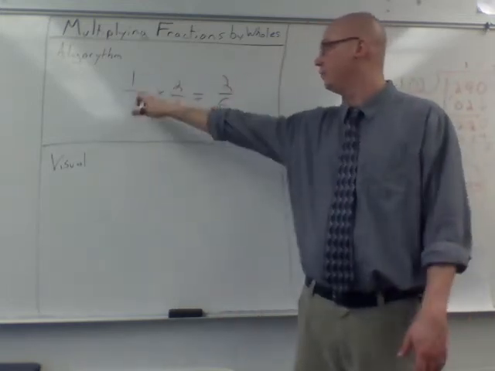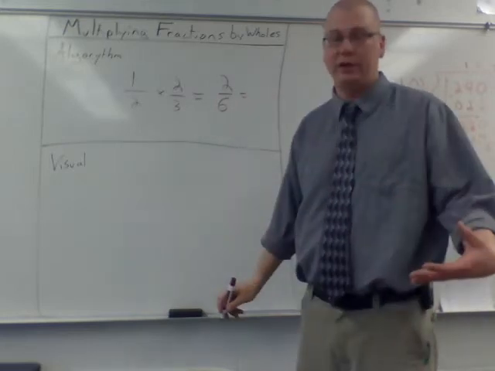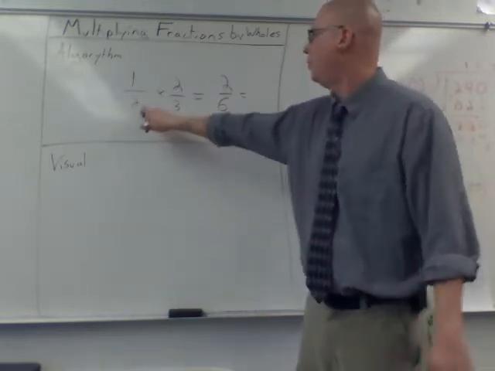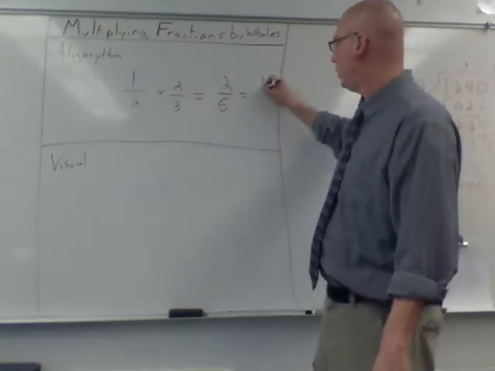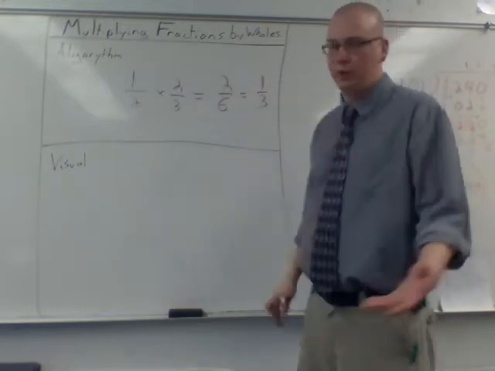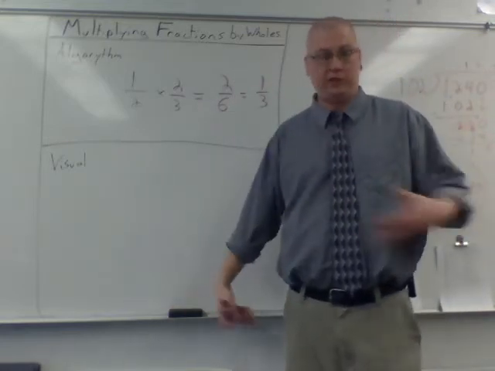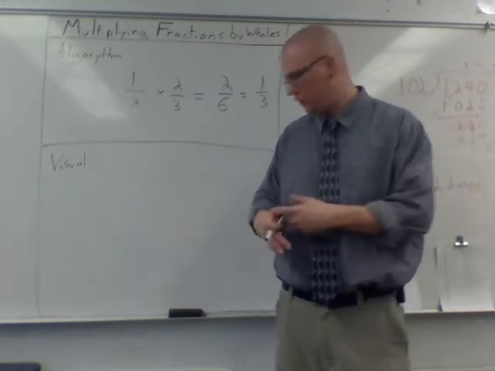Multiply the numerators, multiply the denominators, and then reduce. Because if we didn't find the lowest common denominator, we're probably going to have to reduce. But in this case, we did find the lowest common denominator, we still have to reduce. Always reduce if we can. Divide this by 2, divide this by 2, and we end up with 1/3. That's it. That's multiplying fractions. Beginning to end, that's as hard as it ever gets.